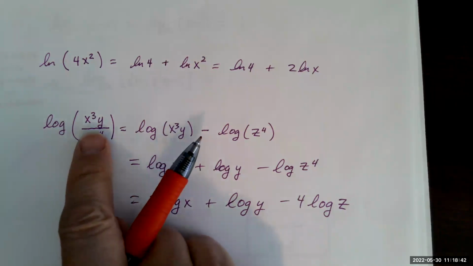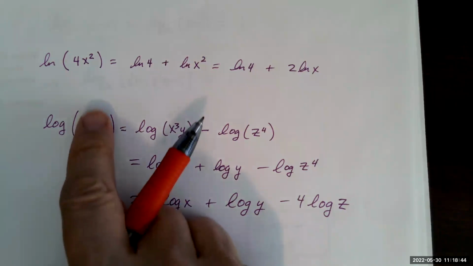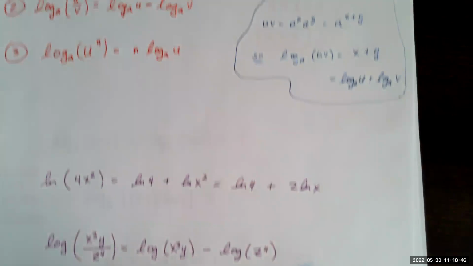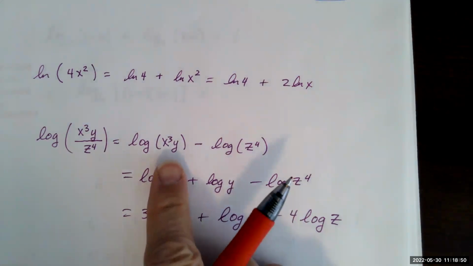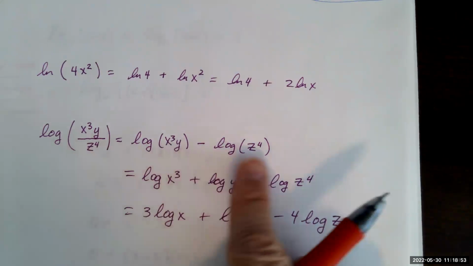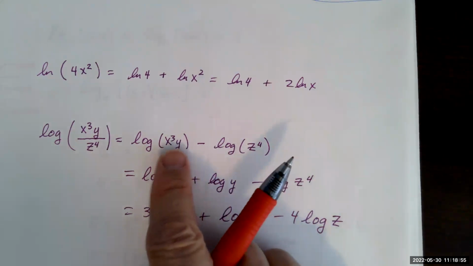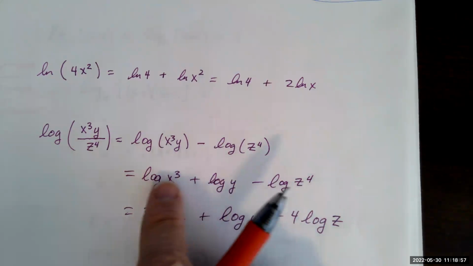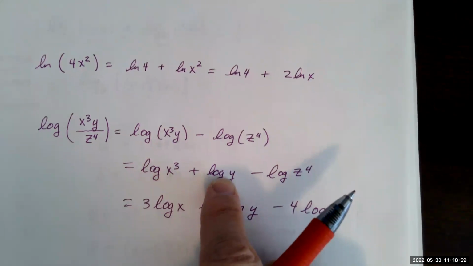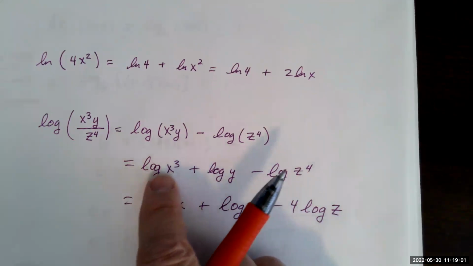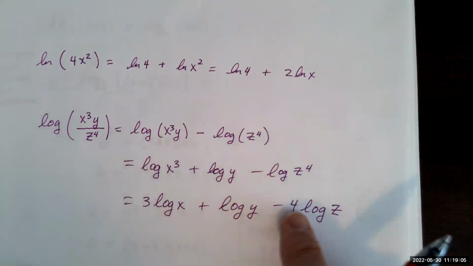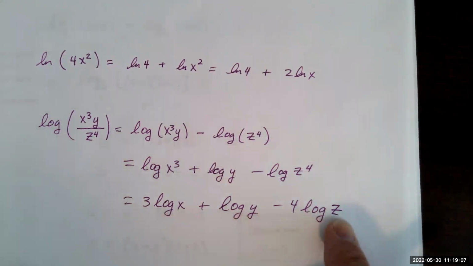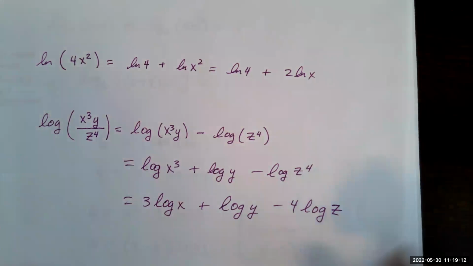Log of x cubed y over z to the 4th. Well, first of all, I have a quotient. So by that second property, the quotient I'll write as the difference of logarithms: log of the numerator minus log of the denominator. And then here's a log of a product, so I'll break that up into the sum of the logs by that first property. And then I'll bring down these powers, 3 log x, and bring this 4 down in front, minus 4 log z. And there is the expanded form of that logarithmic expression.